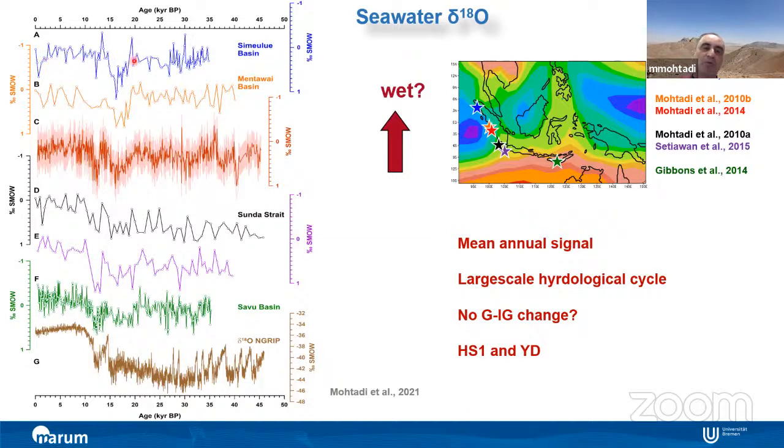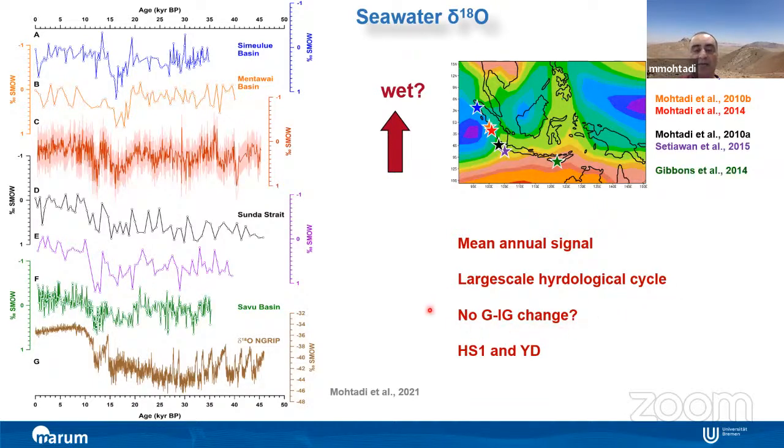But they basically all show no change on glacial-interglacial scale. So the glacial values are similar to the interglacial values, like in this core and this core, only offshore Sunda Strait, and this is probably because of the opening of the Sunda Strait and the intrusion of the fresher Java Sea waters into these sites. There is a change at about 10,000 years ago when the Sunda Strait was open. But again, also here in the South China Sea, there is no significant change on glacial-interglacial scale. So this delta 18O of seawater is rather reflecting a large-scale hydrological cycle than rainfall.